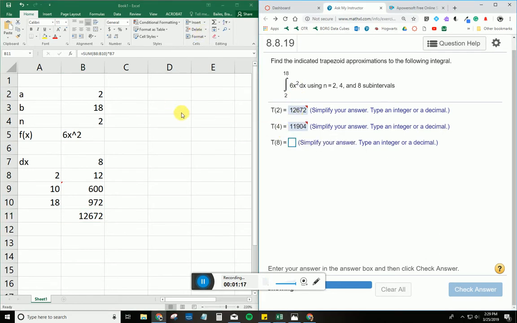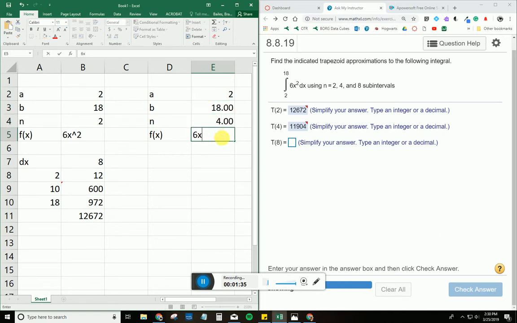So let's try it for 4, because that was so much fun for 2. We're going to do it for 4. So a, b, n, f of x. I know this is all the same, but you get to watch me type it in because that's probably really exciting. 2, 18, this time 4 intervals, f of x is the same, 6x. Oh, what am I doing? No, 6x, caret 2.